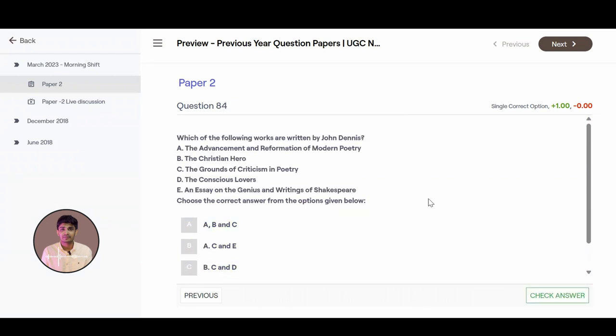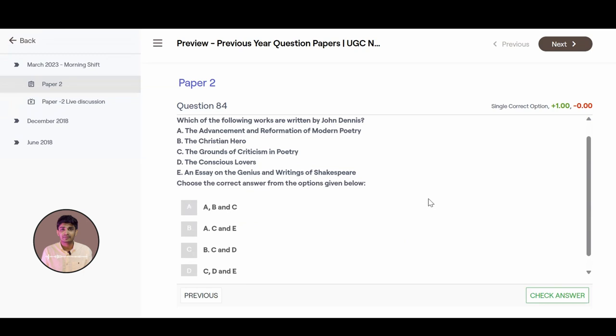Which of the following works are written by John Dennis? The Advancement and Reformation of Modern Poetry, The Christian Hero, The Grounds of Criticism in Poetry, The Conscious Lovers, An Essay on the Genius and Writings of Shakespeare. Which among the following are written by John Dennis? John Dennis was an English critic and dramatist who wrote during the second half of the 17th century and the first half of the 18th century.